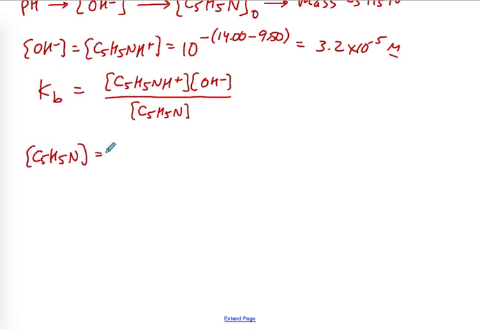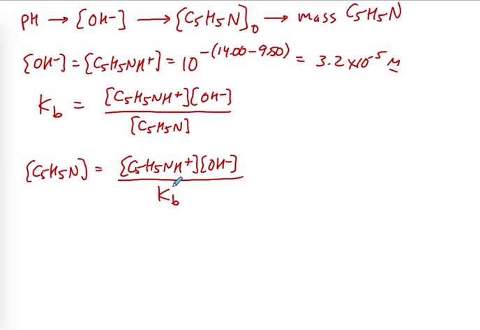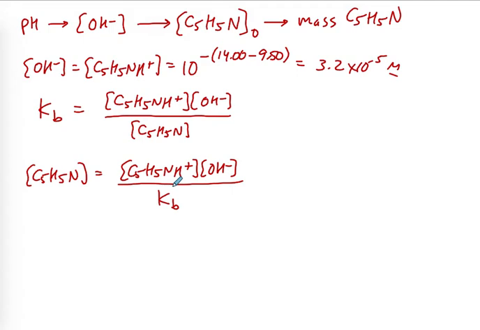So that's equal to the product of the concentration of conjugate acid and hydroxide divided by Kb. Now notice what we're assuming here is that the equilibrium concentration of pyridine is equal to the initial concentration. And I think that's going to be valid because the amount by which that concentration decreases, namely 3.2 times 10 to the negative fifth, is pretty small. So let's just plug in and see what we get here.